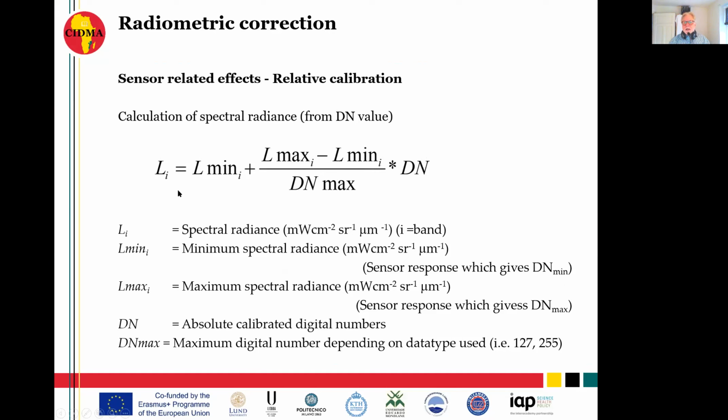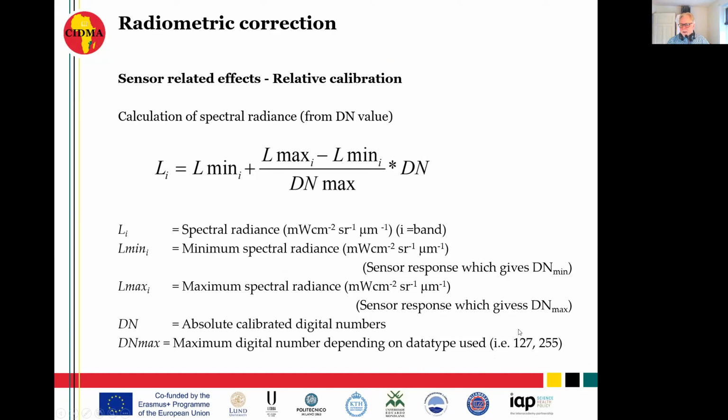So if we instead calculate the spectral radiance as an energy instead of DN, and we do that for the other satellite data as well, then I can compare at least the spectral radiance. I don't only compare different DN values in the satellite data. And this is the equation to do that. You can look at that yourself. The DN max is the maximum digital number depending on the data type used.